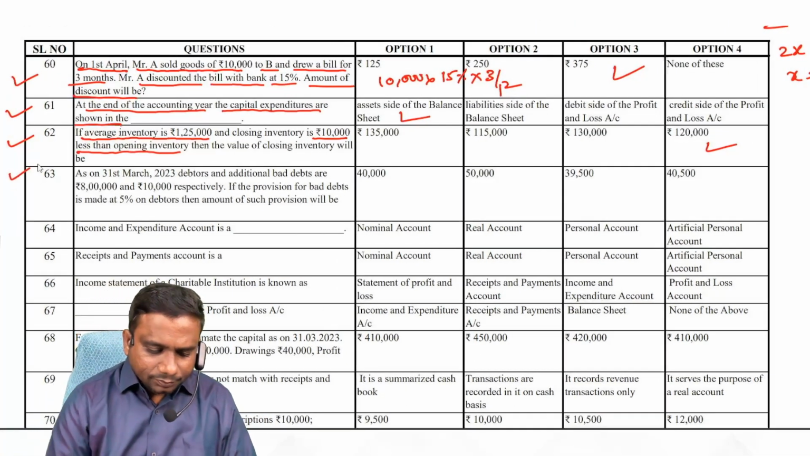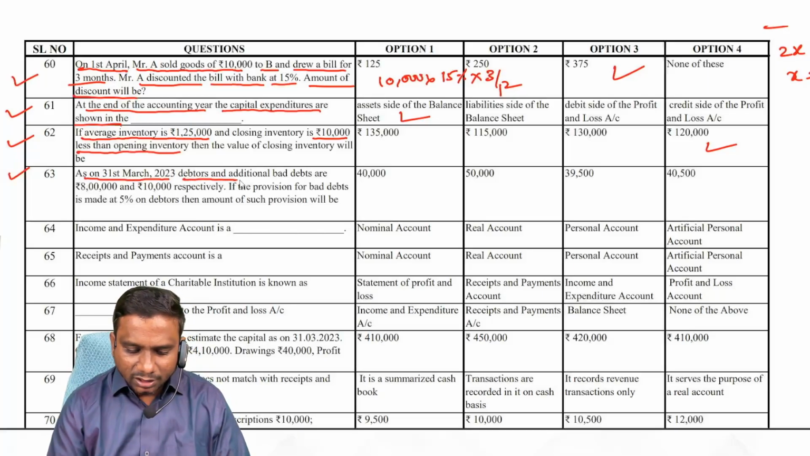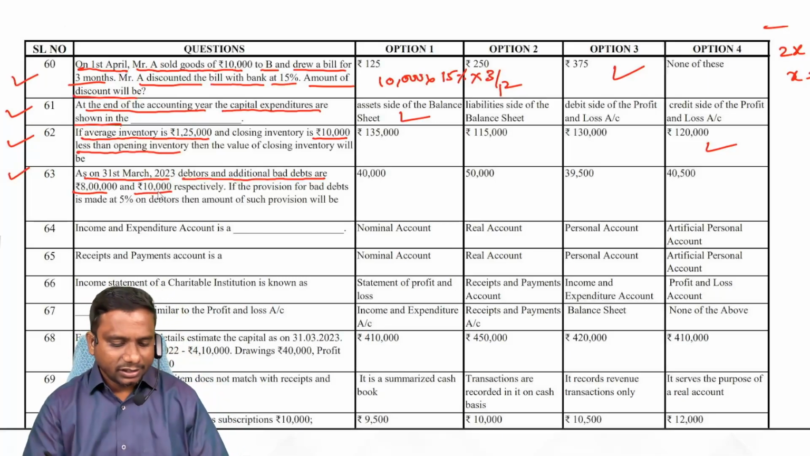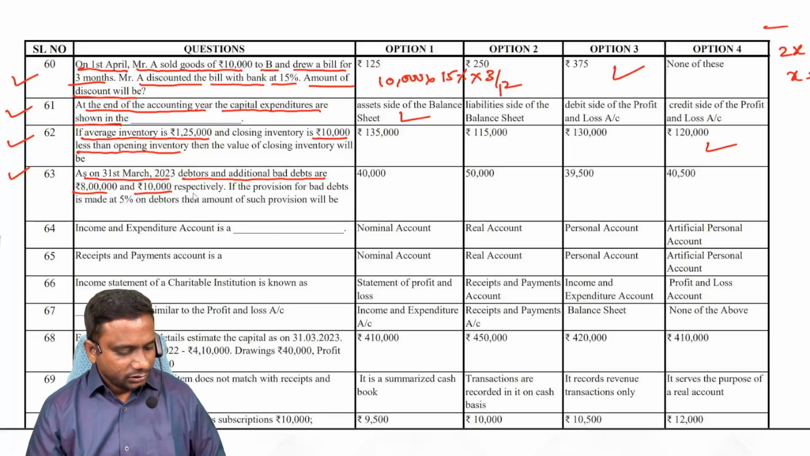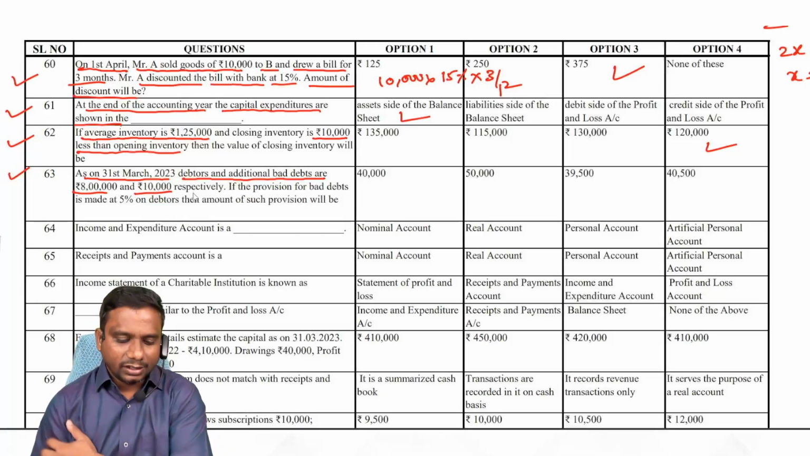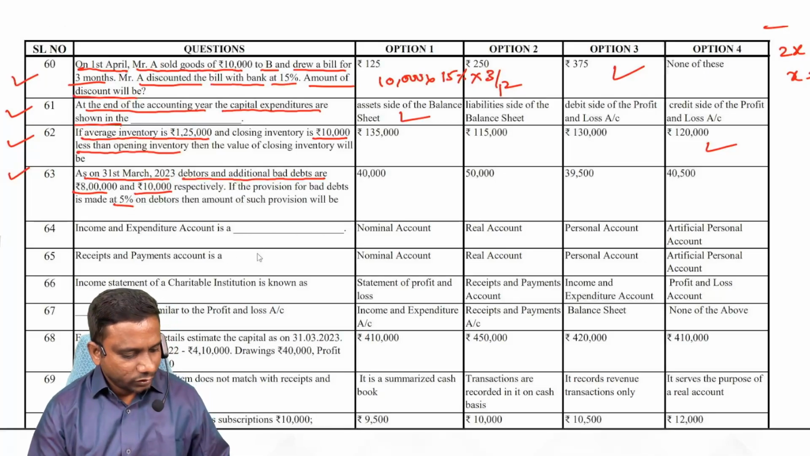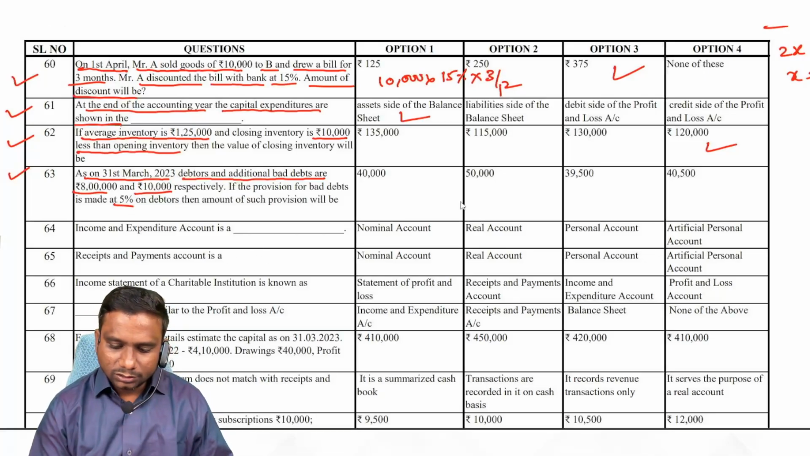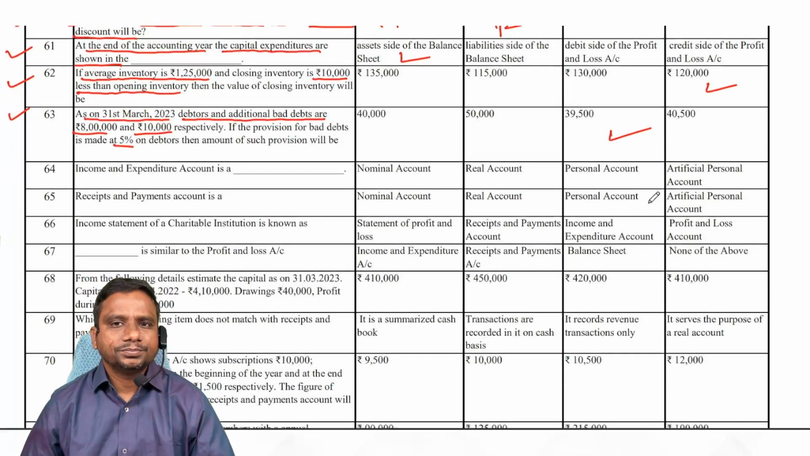Next, 63. As on 31st March 2023, debtors are 8 lakh and additional bad debts are 10,000. So first you deduct 8 lakh minus 10,000 rupees. 7 lakh 90,000 is our debtors. If the provision for bad debts is 5% on debtors, how much is it? 39,500. That is our provision.